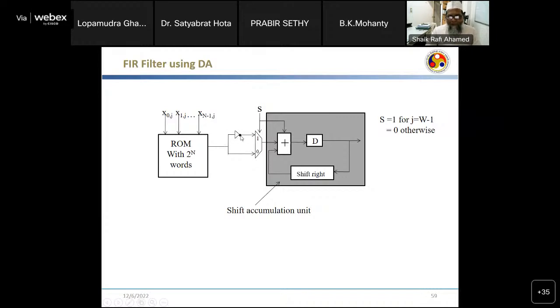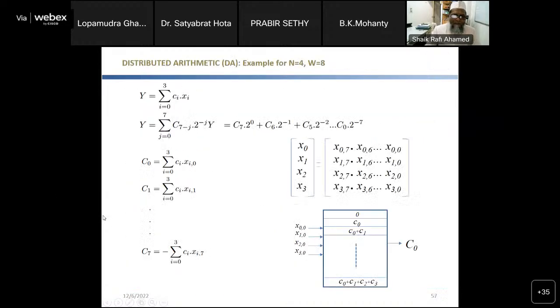If I take 8 bits, this S I will make 0 for the first 7 cycles, and in the 8th cycle I will make it 1, so that whenever C7 comes, it will be complemented. Once I know C0 to C7, how do you get the output Y? Y is nothing but C0 into 2 raised to the power of minus 7, C1 into 2 raised to the power of minus 6, and so on, up to C7 into 2 raised to the power of 0.